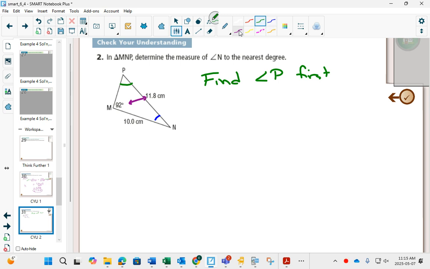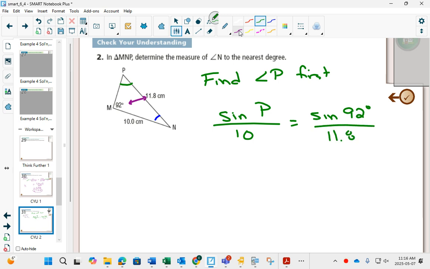So if I'm finding angle P, that's what I'm going to put in my numerator. Sine of angle P. What goes with it? Opposite side, 10. Again, we're not worried about the formula having A, B, and C, and what's A, what's B, and what's C. Instead, we're just thinking about always angles go with opposite sides. That makes it really easy. I need to make this equal to something, and the two that I knew, I know that 92 degrees goes with 11.8. So now I can multiply both sides by 10 to get sine of P by itself.